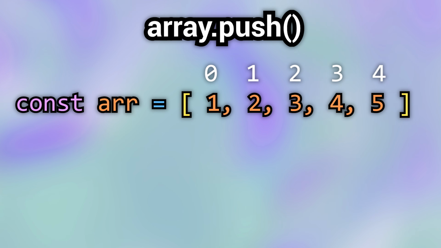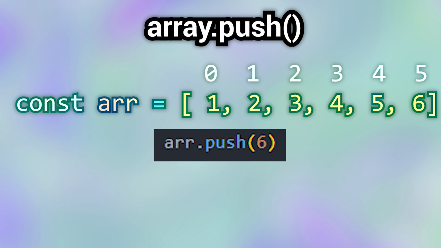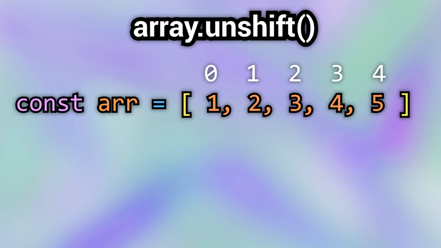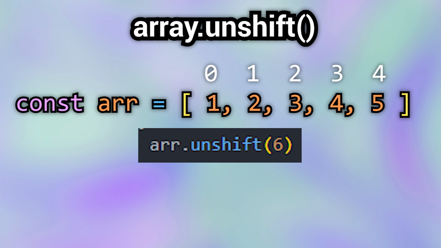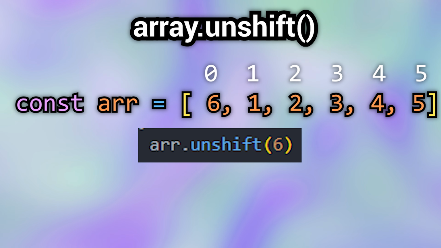The push function simply adds an element to the end of the array. So we can say push 6, and 6 will appear at the end of the array. The unshift function adds an element to the start of the array. So if I said unshift 6, 6 would be added to the start of the array.